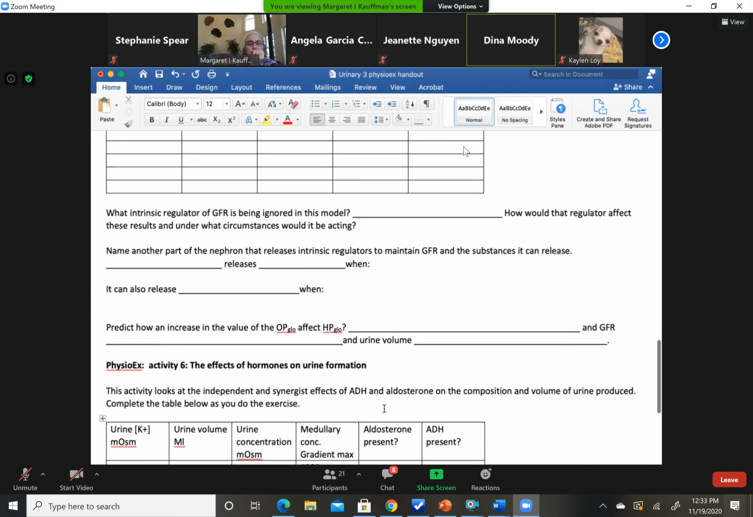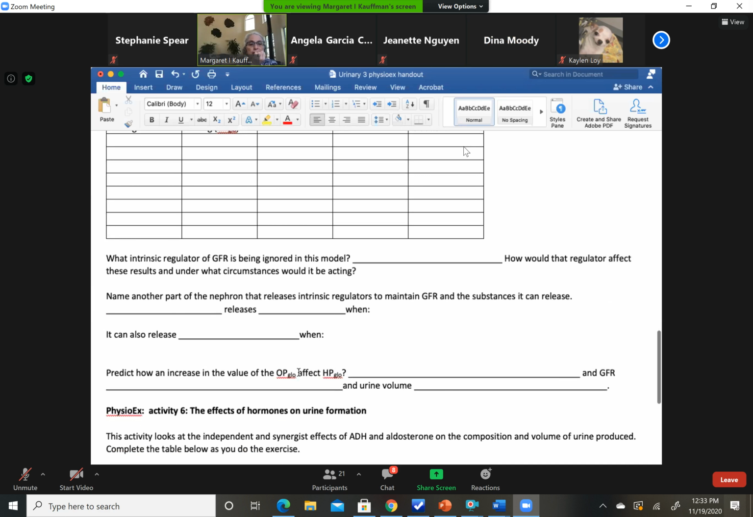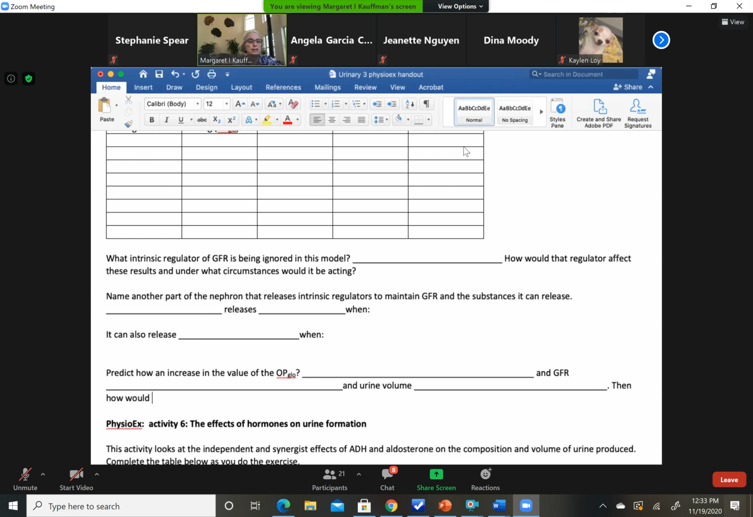Yeah, so there shouldn't be anything in there. Oh, no, there should. It's just, I can't edit this, but this part may be cut out, and maybe I can edit it. Yeah, I can edit. Answer that and then say, then how would that affect HP glomerulus? That's probably a better way of wording this question.